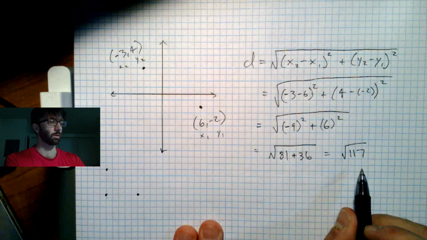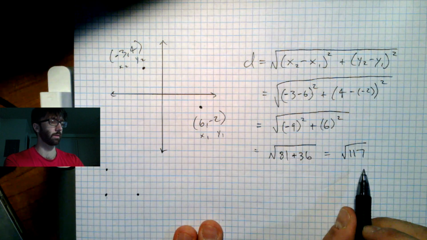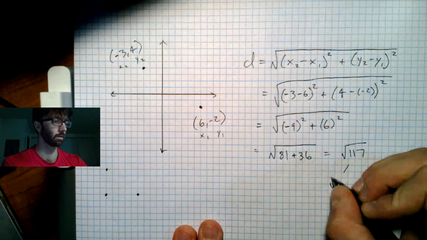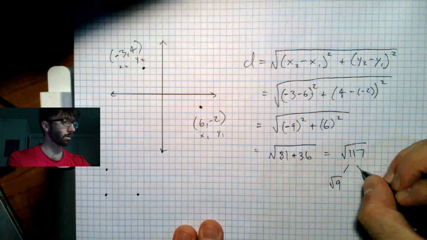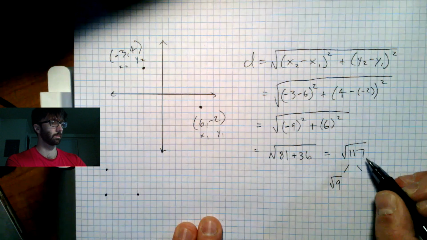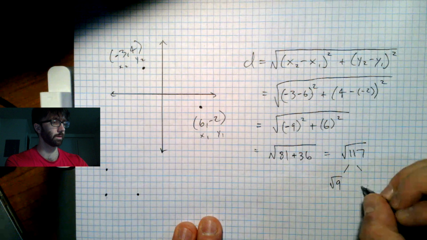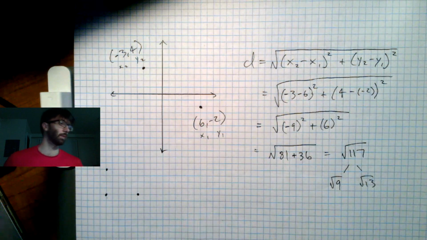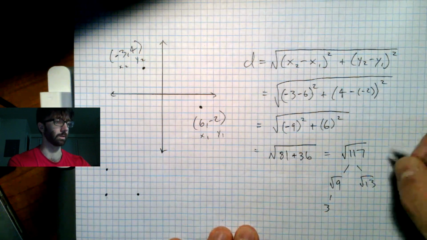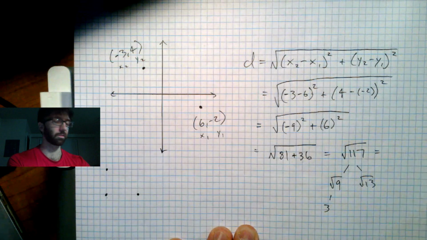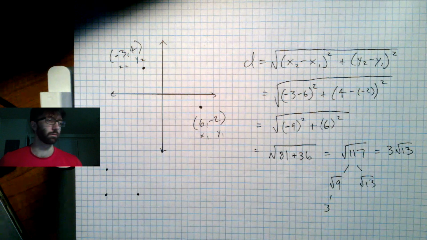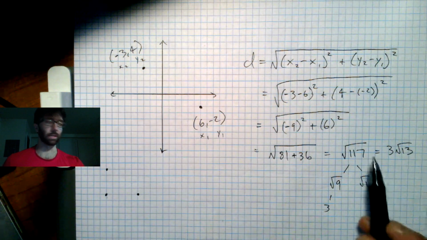And so the largest perfect square that goes into 117, I believe, is 9. Right? And then that's going to go in 13 times, right? And then the square root of 9 breaks down to 3. And so this is going to equal 3 root 13 if you're looking for simplest radical form. But again, this is technically a correct answer.